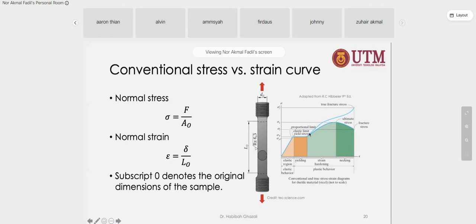That's the reason you see the curve with the increase of load over the strain where the rate is slower. If the rate is higher, the curve will be like this. Then the elongation continues after the necking process, meaning that the stress is reduced and the elongation is continuous.